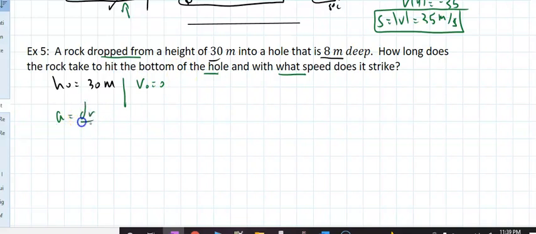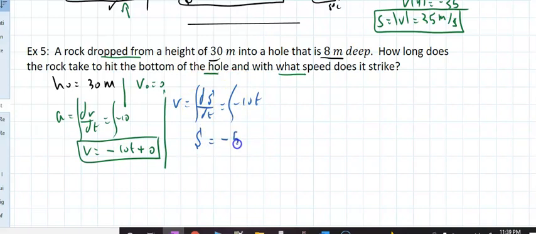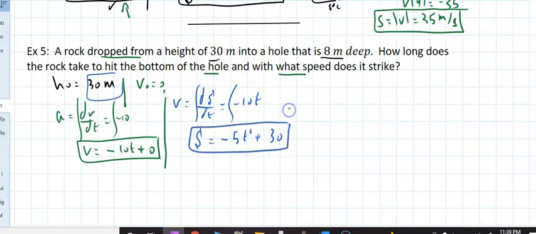Acceleration, which is dv dt, that is negative 10. If I integrate, I'll get v to be negative 10t plus 0, right? Which is negative 10t. Pretty much that's the velocity. You don't have to write plus 0. I'm just writing that for your notes. Now, v is ds dt, and that is negative 10t. If I integrate, I'll get the position of this particle, negative 5t squared, plus the initial height, which is 30 meters. That tells me the position at any given time.